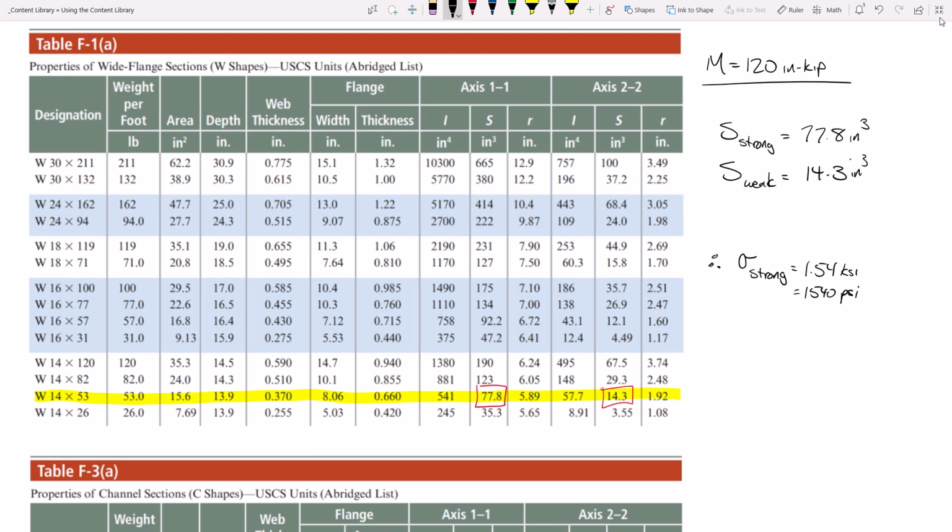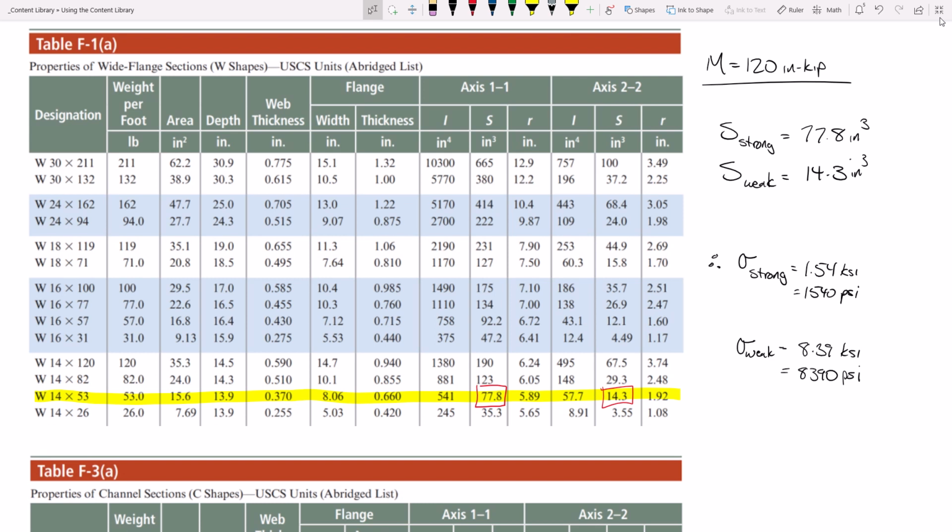Now, sigma weak. What's that going to be? I know everybody brought the calculator. Oh, anybody got a value for me? So that should be a rather amazing finding to you.